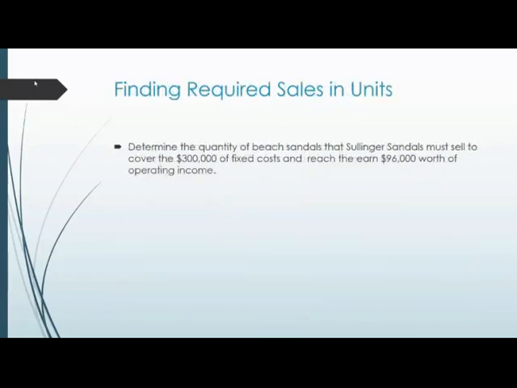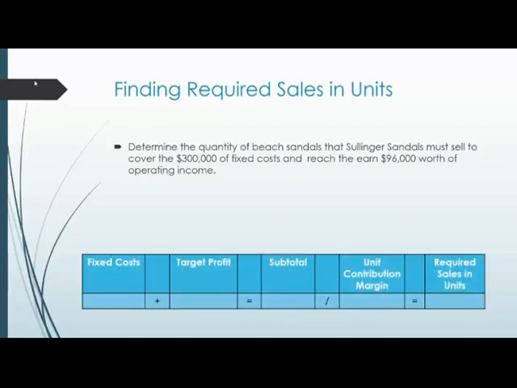We can use that info to find out what our required sales volume is in terms of both units and revenue in order to meet our goals. And our goal is still to cover our $300,000 of fixed costs and have $96,000 of operating income left over. So to figure out our required sales in units, we're going to take our fixed costs, add to it any profit we want to have as our goal, and we're going to divide that by our unit contribution margin to figure out how many pairs of sandals we have to sell.